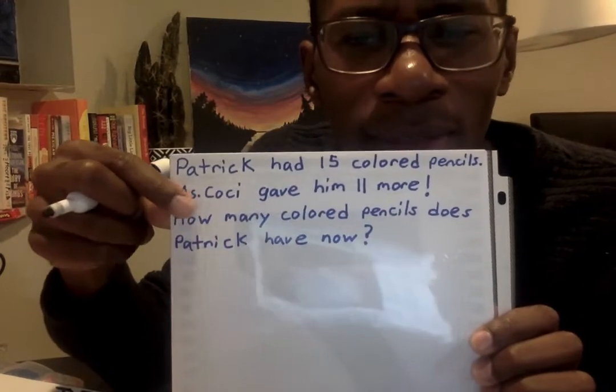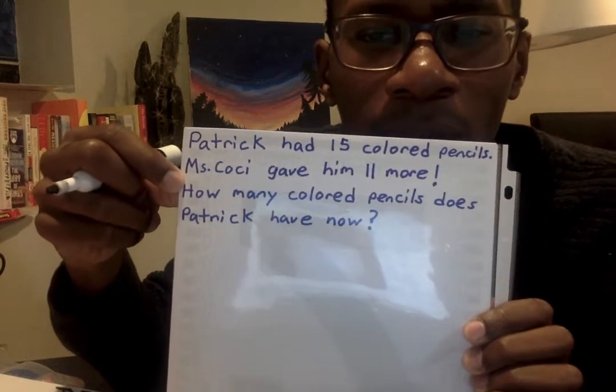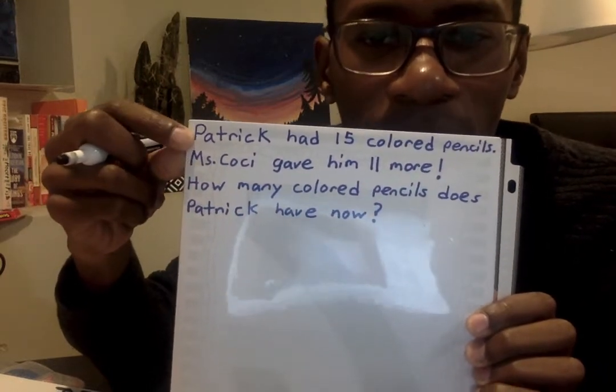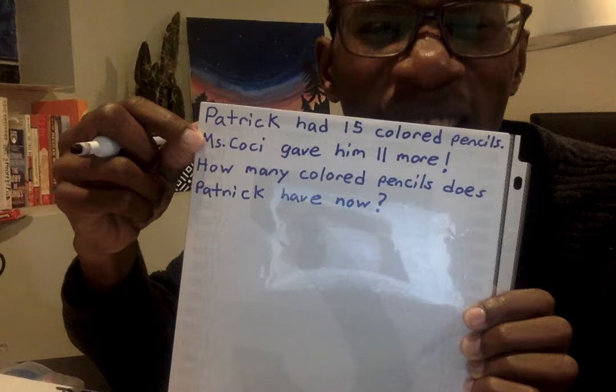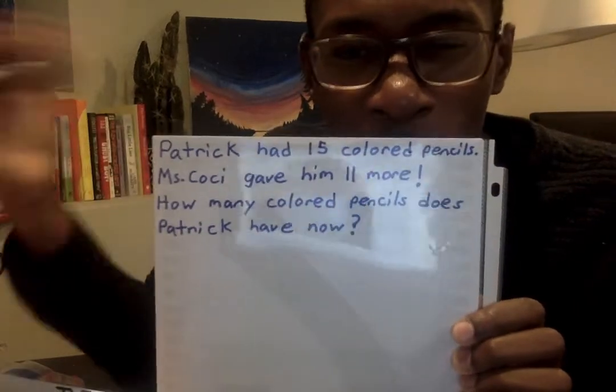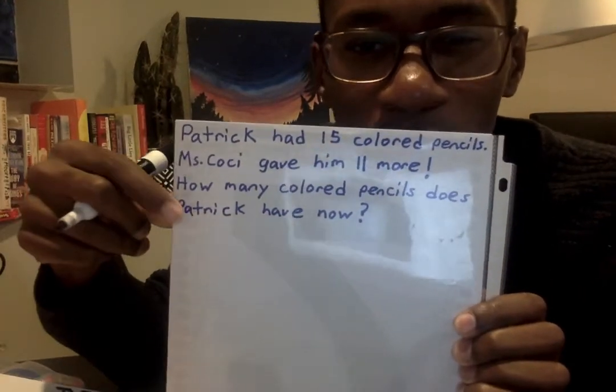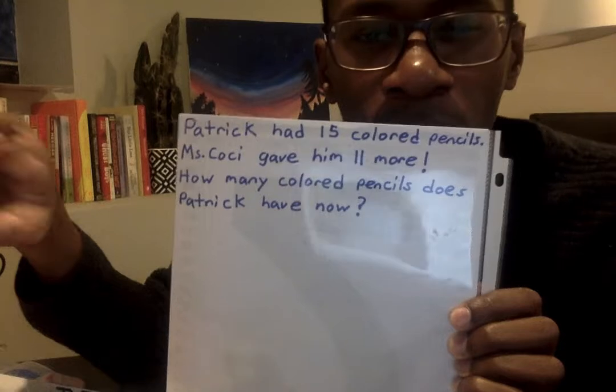I'm thinking that in this story problem, I know that he starts with 15 colored pencils, and then Miss Cosi gives him some more. And the question wants us to figure out how many he has now. So do you think we're looking for a missing part or a missing whole? Which one do you think? Are we looking for a missing part or looking for a missing whole?